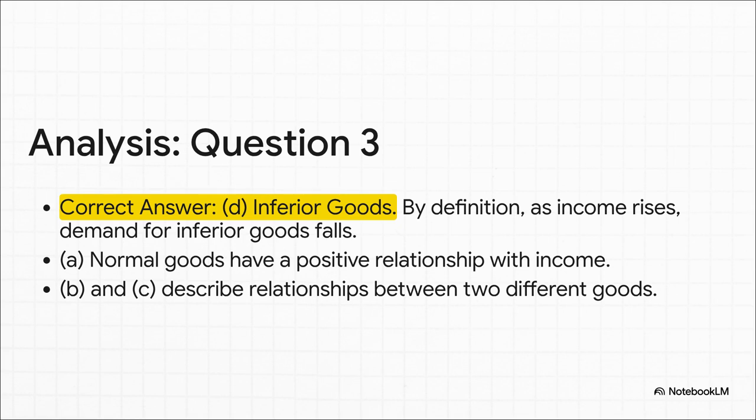Normal goods, option A, are the opposite. You buy more of them as your income increases. Complementary and substitute goods are about the relationship between two different products, not between a product and your income. So, by definition, when demand for a good has a negative relationship with income, it's an inferior good.